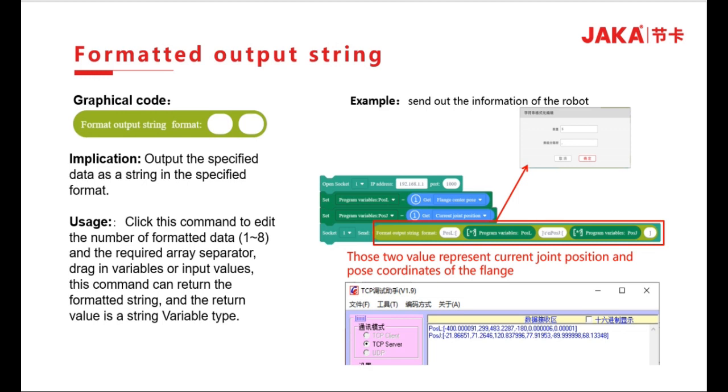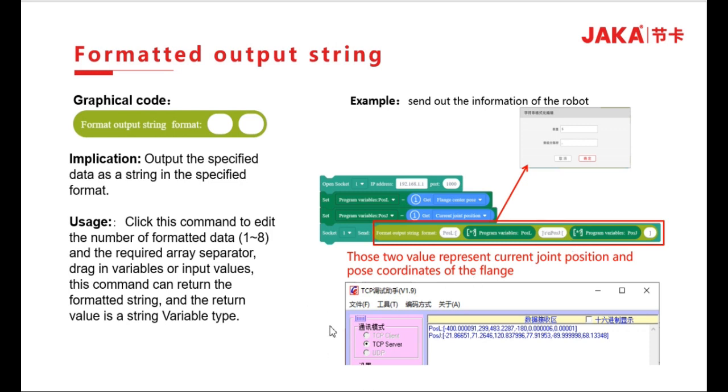On the example on the right, you can see that the robot will put inside the variable pos L the position of the flange center pose, and in pos G the variable of the current joint position. Then we use the format output string to give us the position of the end flange and the joint. But in order to be clear, we can input inside which correspond to which value.